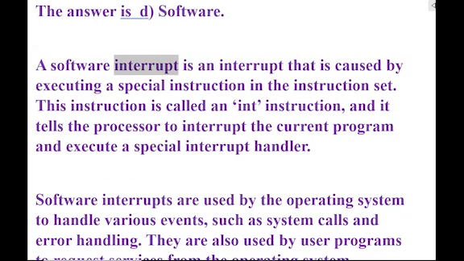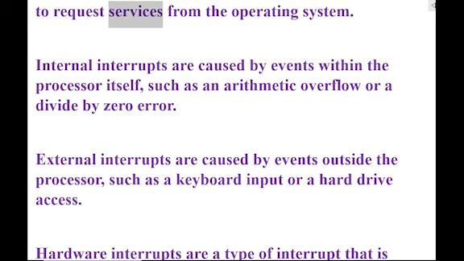A software interrupt is an interrupt that is caused by executing a special instruction in the instruction set. This instruction is called an int instruction, and it tells the processor to interrupt the current program and execute a special interrupt handler. Software interrupts are used by the operating system to handle various events, such as system calls and error handling. They are also used by user programs to request services from the operating system.